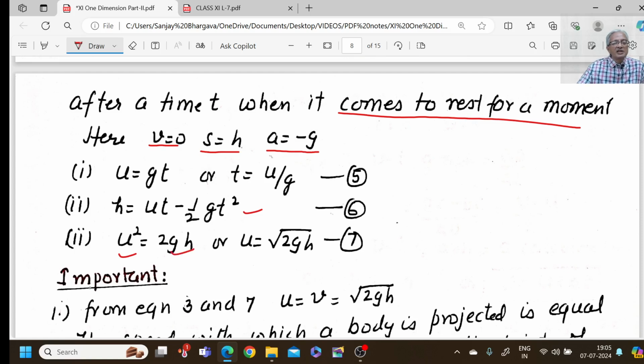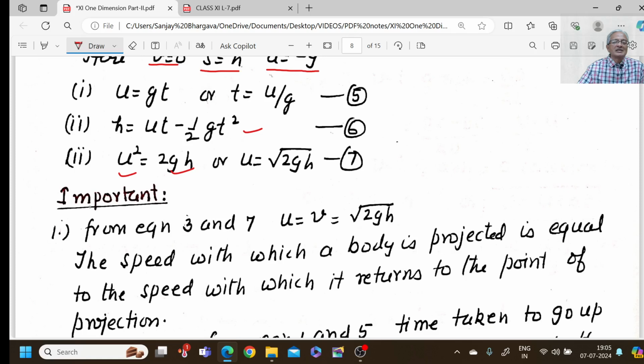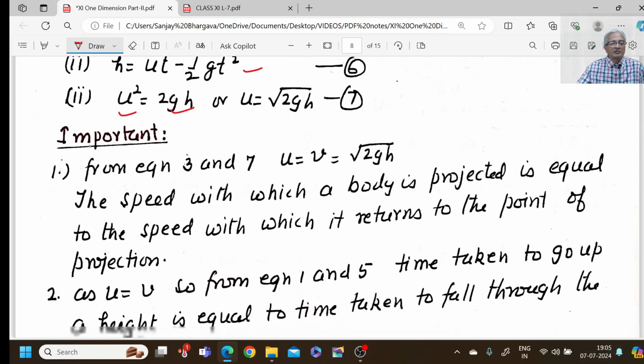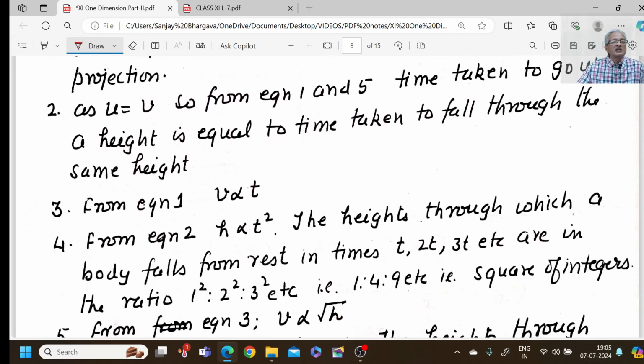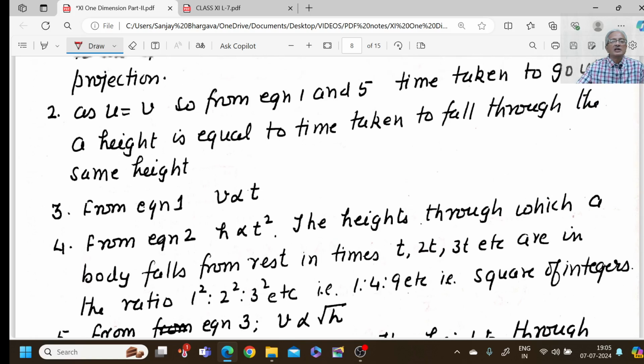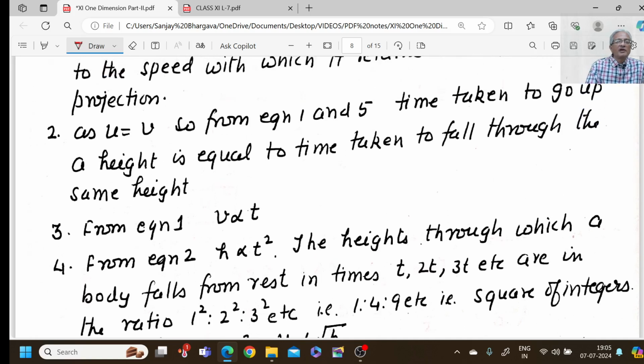From equations 3 and 7, what do we find? The value of the initial and the final velocity is the same, that is under root 2gh. It proves the speed with which a body is projected is equal to the speed with which it returns to the point of projection. As u is equal to v, from equations 1 and 5 we can say the time taken to go up a height is the same as the time taken to fall through the same height.